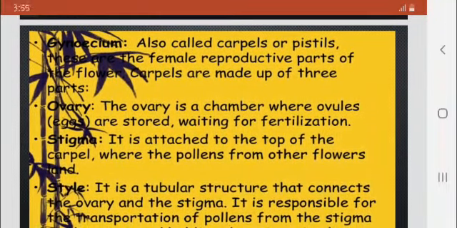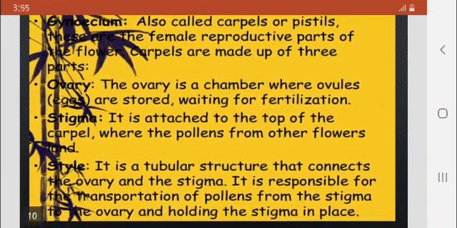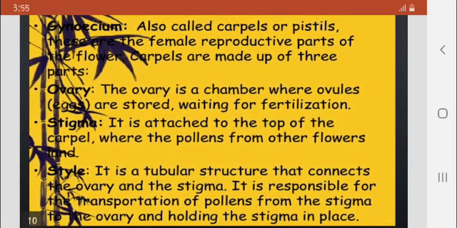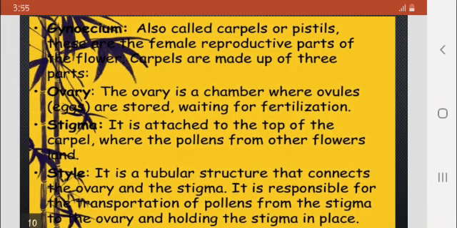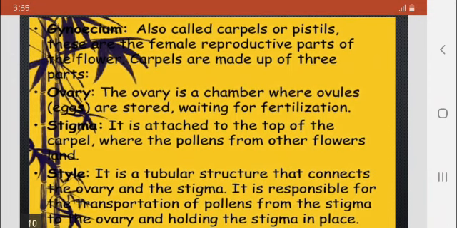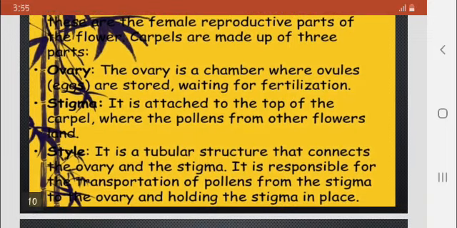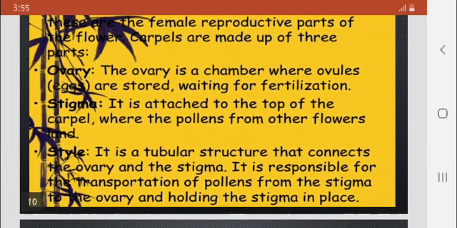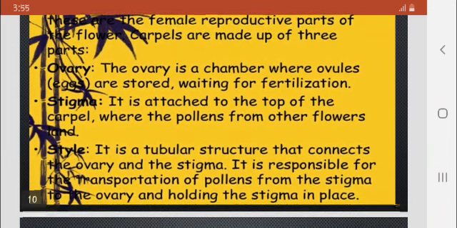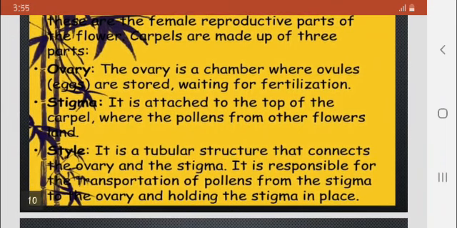Gynoecium is also known as carpel or pistil. It is the female reproductive part of the flower, and carpel are made up of three further parts, that is ovary, stigma, and style. Ovary is the chamber where ovules or egg are stored waiting for fertilization. Stigma is attached to the top of the carpel where the pollen from other flower lands, and style is a tubular structure that connects the ovary and the stigma. It is responsible for the transportation of pollen from the stigma to the ovary and holding the stigma in place.